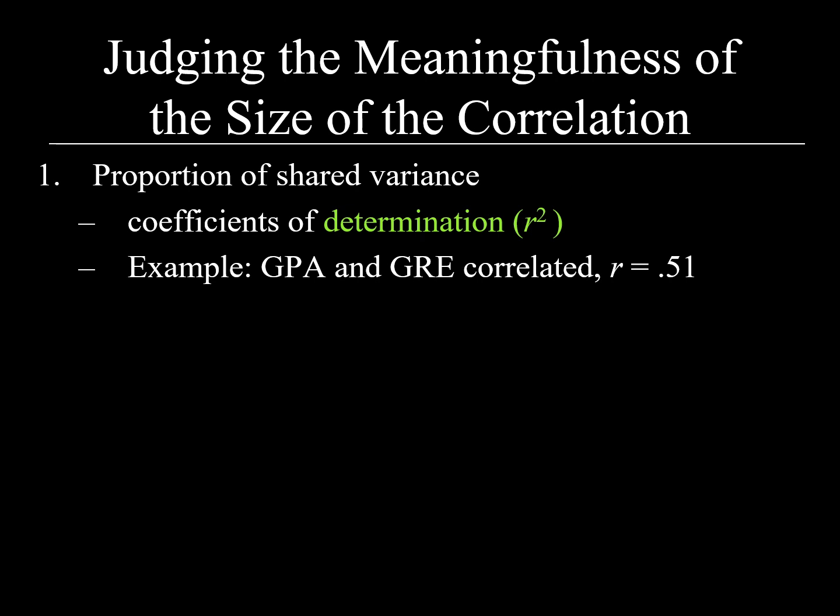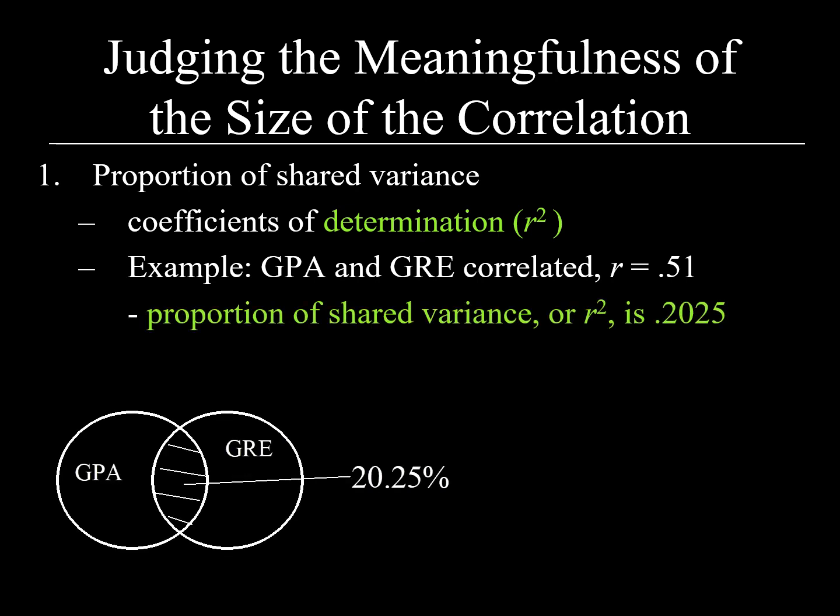So if we look at this, we basically have to square R. So R, 0.51, that GPA versus GRE connected, needs to be multiplied by itself, 0.51 times 0.51. That gives us our proportion of shared variance, or our effect size, which is reported as R squared, again, italicized. In this case, it's 0.2025, rounded to approximately 20%. That tells us that graduate GPA is predicted by the GRE about 20%, which means 80% of GPA is other factors.